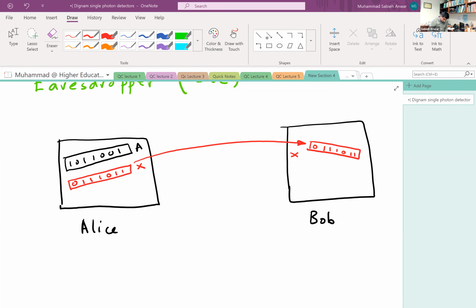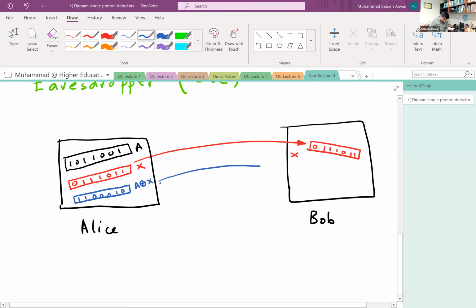Now what Alice does is that she creates A plus X, which, let me do it again, 1 1 0 0 0 1 0, and this is the message that is transmitted to Bob. This is the scrambled message, the apparently random message that goes to Bob. This is the desired message.